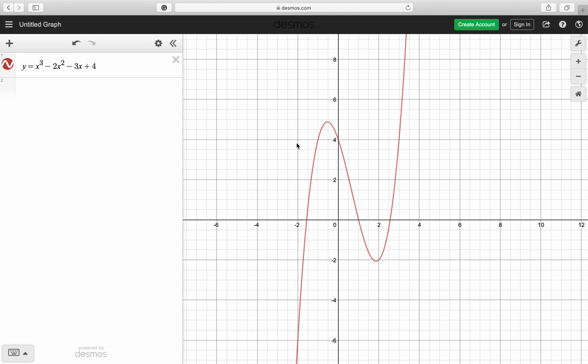Again, what we know about concavity is that if the graph is concave up, then the second derivative has to be greater than 0. And what that means is that the rate of increase is increasing, or the rate of increase is positive, or the rate of decrease is also positive.